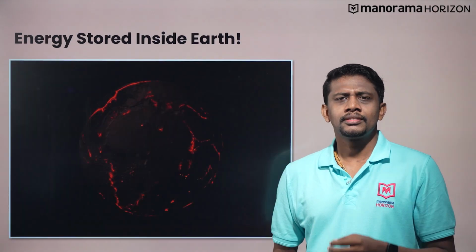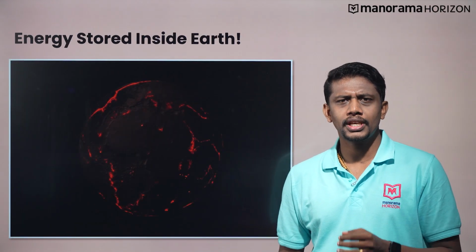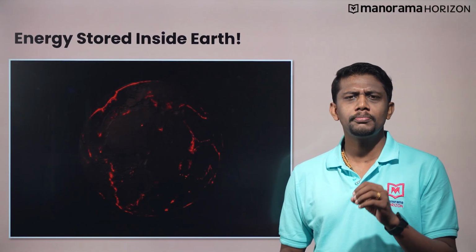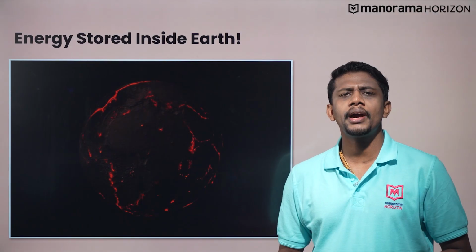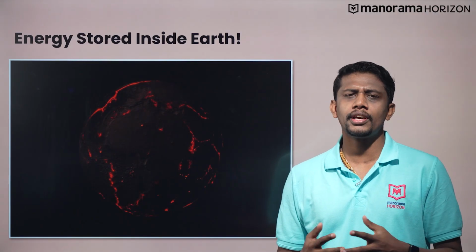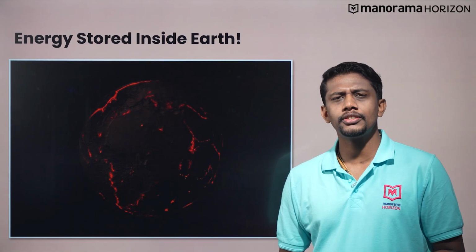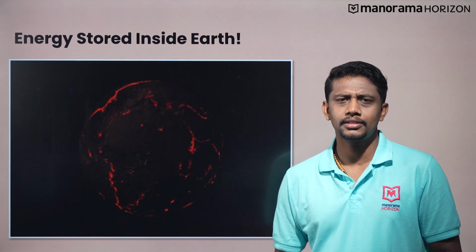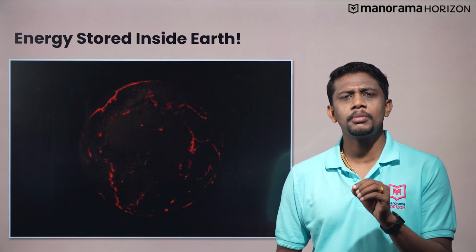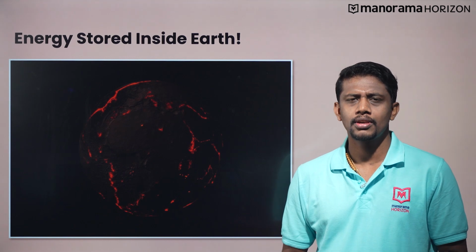Let's find out. There is a continuous movement of rocks inside the Earth's crust. This makes the crust non-uniform by creating discontinuities and fractures. These discontinuities or fractures on the Earth's surface are called fault lines. They possess a tremendous amount of potential energy.